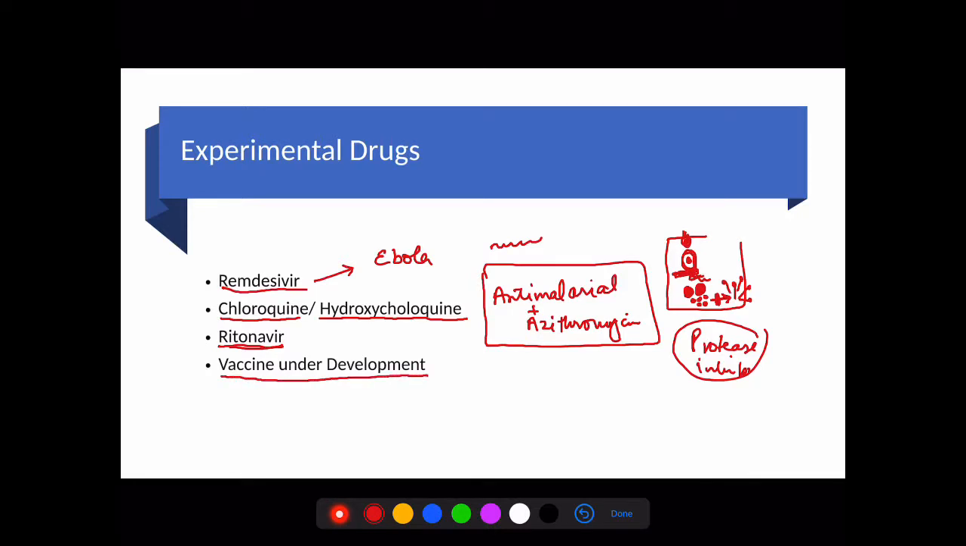There have been a few vaccines which are under development. Germany is working on developing a vaccine. In United States, they have also prepared a vaccine. They have started some trials as well. We don't know how effective they are. Only time would tell us whether they are any effective or not.